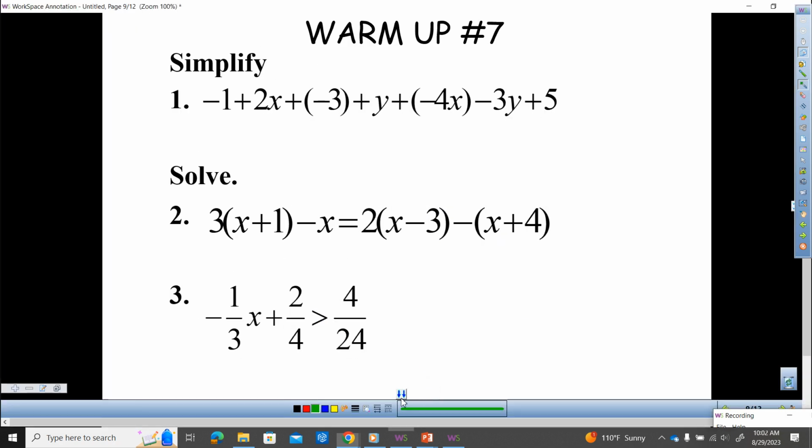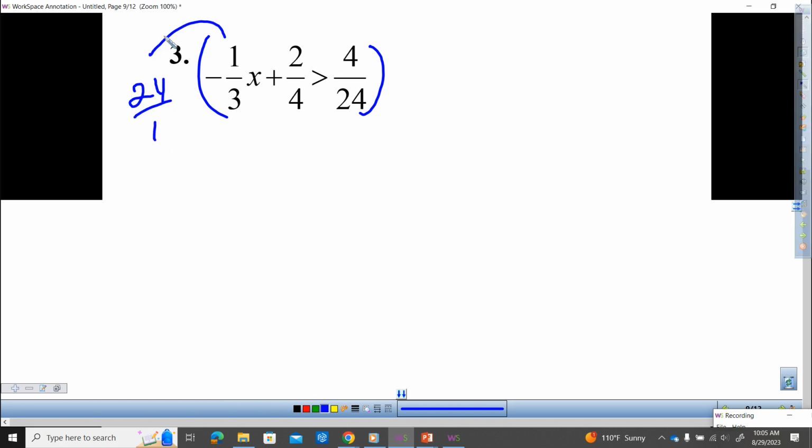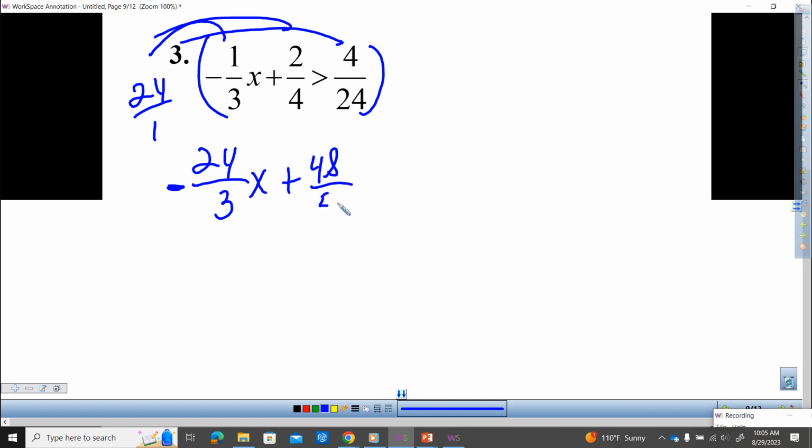Number 3, here we go. We have fractions all over the place. Let's get rid of the fractions. What would be our common denominator, everyone? 20. Oh, no, it's 24. So over 1, distribute. That would be 24 over 3x, and it's a negative, plus 24 times 2, that's 48 over 4, greater than, 24 times 4 is 96 divided by 24.